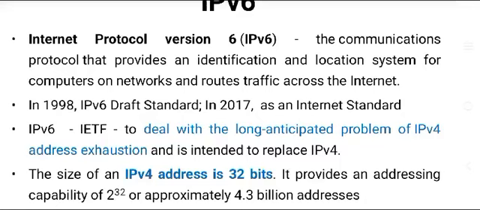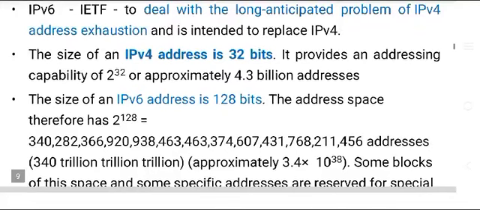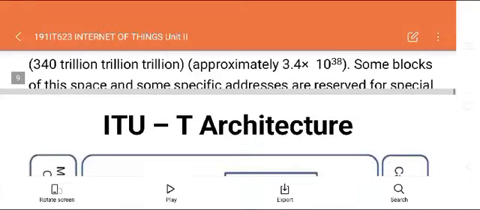IPv6 can deal with the long anticipated problem of IPv4, that is address exhaustion, which could be resolved under IPv6. The size of an IPv4 address is 32 bits, which provides an addressing capability of 2 power 32, that is 4.3 billion addresses. The size of an IPv6 address is 128 bits, which gives an address space of 2 power 128.